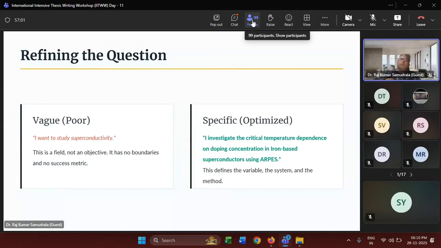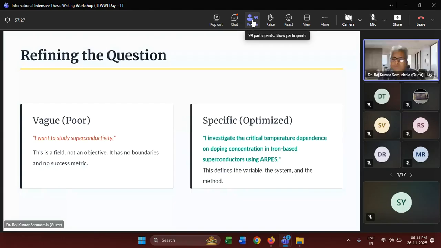Whoever is choosing a problem, for them the problem is a really great problem. But how to justify, how to choose? I want to study superconductivity. Will superconductivity be considered a problem? Superconductivity is a field of study. It is not an objective. It has no boundaries and no success metrics.